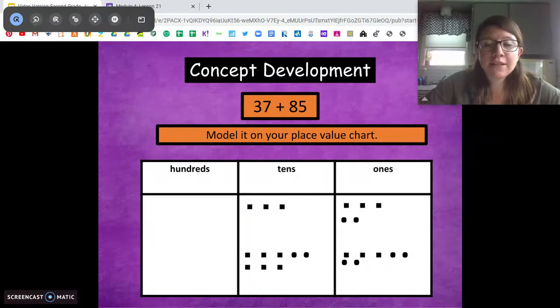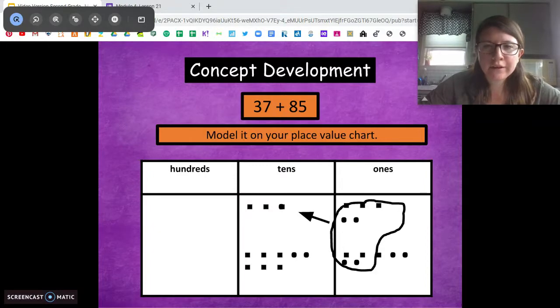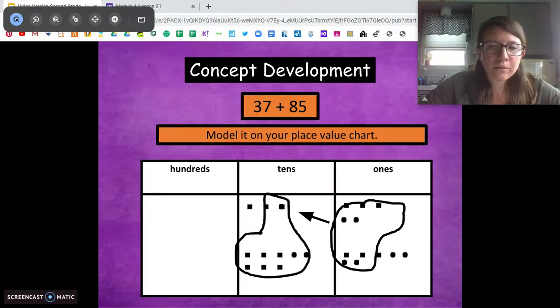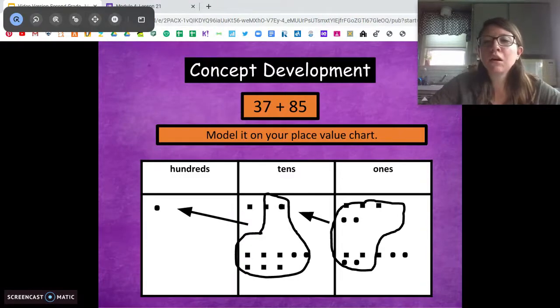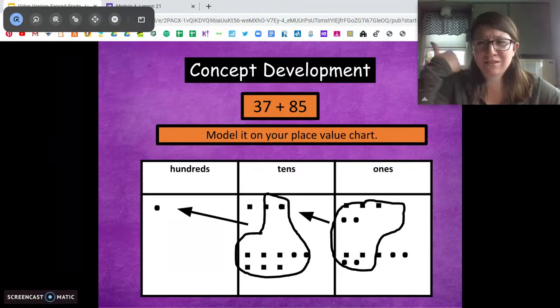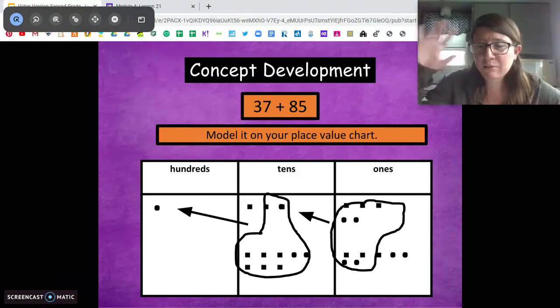All right, so I see way more than 10 ones, so I'm going to circle them, move them over. Good. Then I'm going to circle my 10 tens, move them over. Thumbs up if your drawing looks like mine. Your drawing probably looks a little neater than mine. I messed up my dots in there, but that's all right.